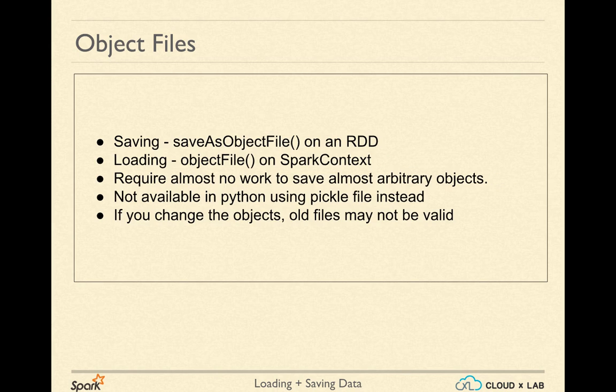The method saveAsObjectFile on RDD saves an RDD in object file format. And to load, we can use the objectFile function on Spark context. This requires almost no work to save almost arbitrary objects. This is not available in Python. Similar functionality in Python can be achieved using pickle file.